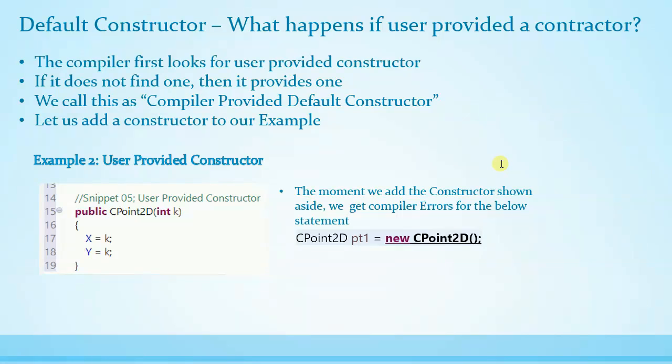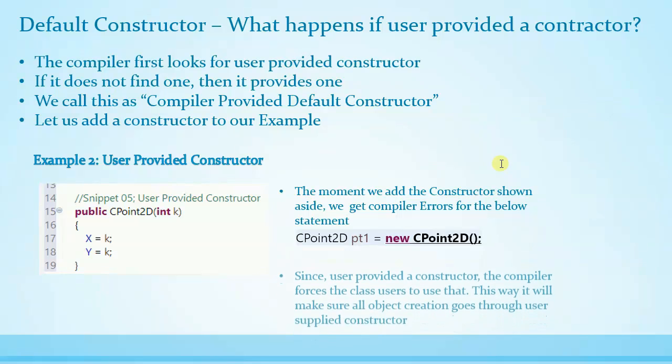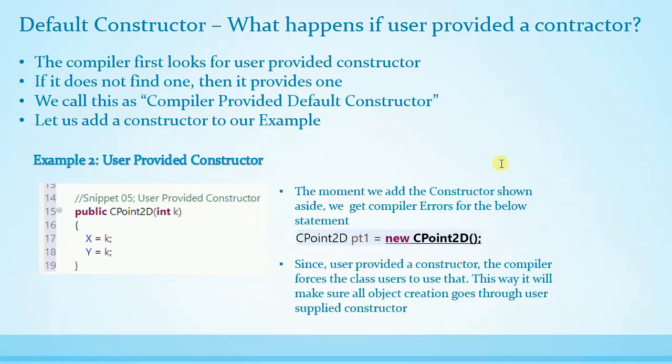But once you provide C2d, this will restrict the user to use this constructor. So if they want to construct an object, then they should pass at least one parameter. That's the only version of the constructor, and the user should use that constructor to construct the object. Okay, we will add this constructor and we will see how the compiler throws an error.